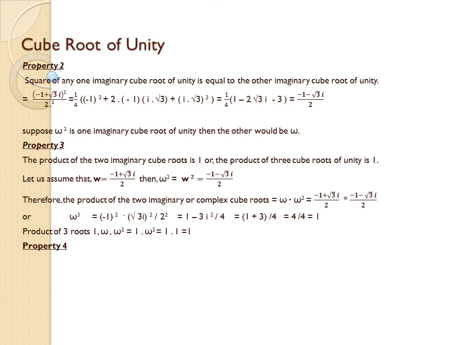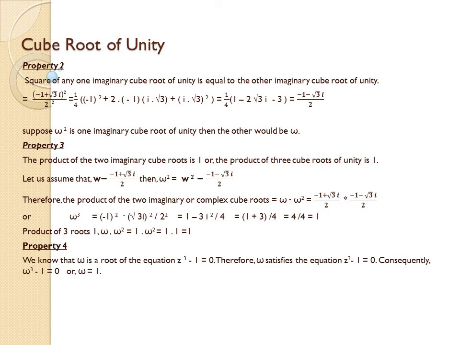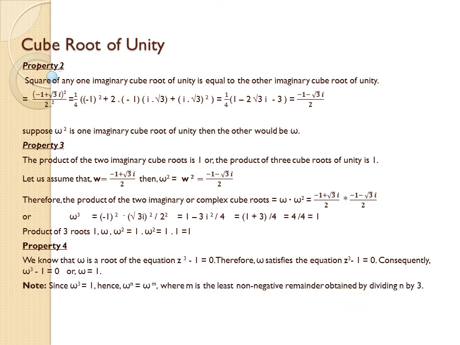Next one is property 4. In the fourth property, we will see that if omega is a root of the equation z cube minus 1 equal to 0, therefore omega satisfies the equation z cube minus 1 equal to 0. Consequently, omega minus 1 equal to 0 or omega equal to 1. Since omega cubed equal to 1, hence omega to the power n equal to omega to the power m, where m is the least non-negative remainder obtained by dividing n by 3. So this is the property.